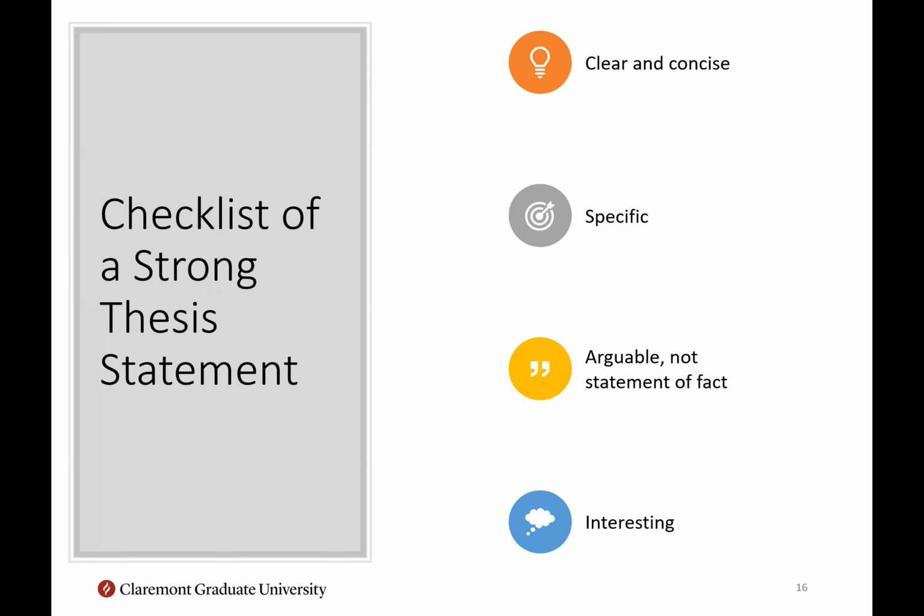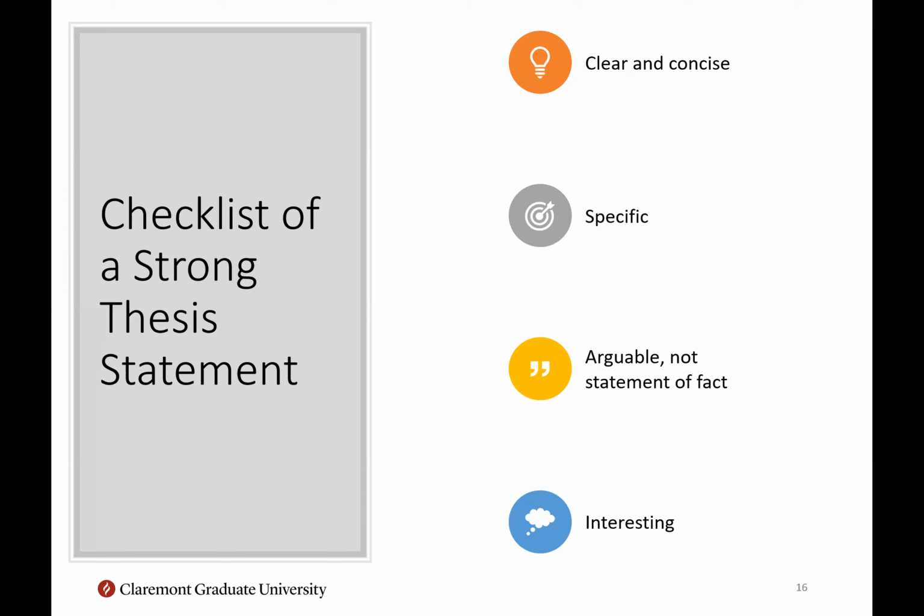What are some of the elements you want to be sure to include? So one, clear and concise. You really want it to be to the point, not a lot of extra detail, not a lot of extra information. Like we said, you should be able to present this in one sentence. It's specific. You don't want to be talking about really big picture questions that you can't address. That might go more into a significant question, but it's probably not going to be the thesis. You really want to hone in on a specific point that you can address effectively throughout your paper.